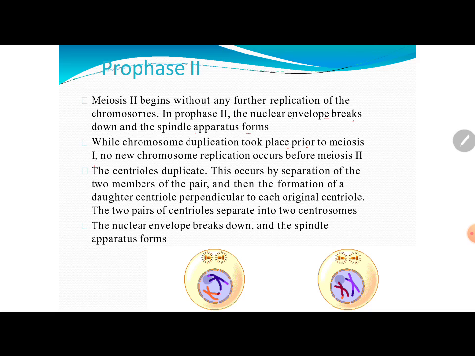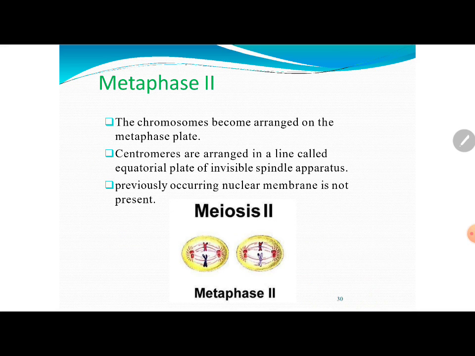Here the centriole duplicates. This occurs as a separation of 2 members, and then the formation of a daughter centriole perpendicular to each centriole takes place. They divide and move towards the poles. The nuclear envelope breaks down and the spindle apparatus is formed. The chromosomes become arranged on the metaphase plate. You can see here 2-2. Centromeres are arranged in a line called the equatorial plate of invisible spindle fibers.